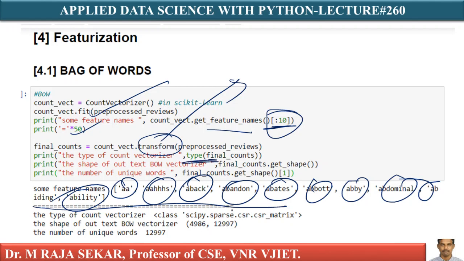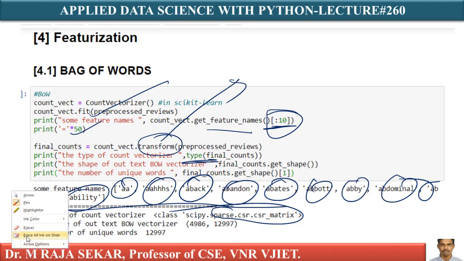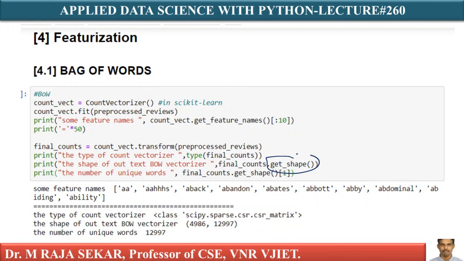What type of matrix will it create? It will create a sparse matrix. The shape of our bag of words vectorizer: what is the shape? There is a method, get_shape. That means there are 4986 by 12997. This is the shape, isn't it?